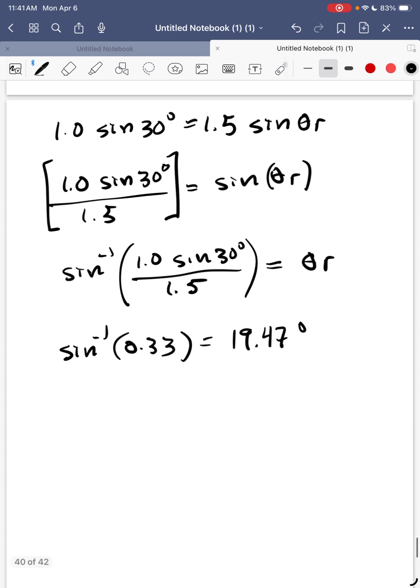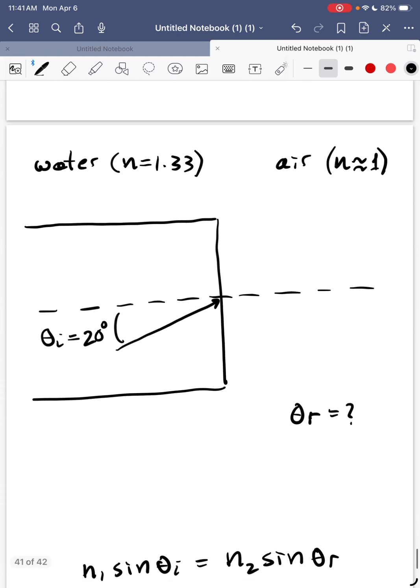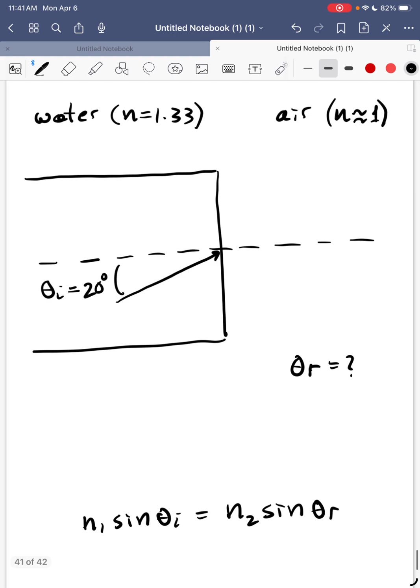So let's apply Snell's law in the opposite way. Let's imagine now we're going from water. Let's say this is a tank of water on the left. Index of refraction is 1.33. And we want to know what happens when the light ray, which is coming in at an incident angle of 20 degrees, now enters into air. It passes through this interface, and air has an index of refraction of approximately 1. What is the refracted angle here? And again, we're going to use Snell's law, which is given there and would be given in the formula sheet on the exam.